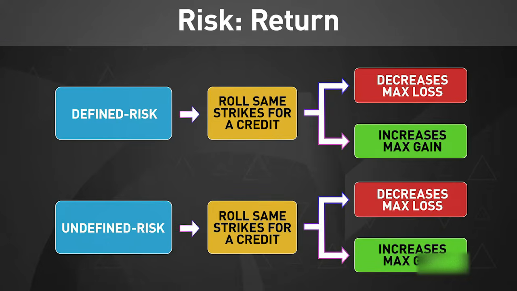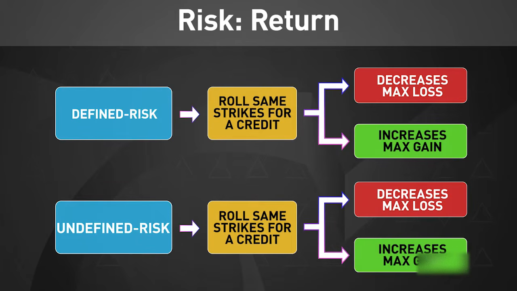Let's take a look. Remember that whether you roll a defined risk strategy or an undefined risk strategy, the objective is to reduce overall risk in the trade. This is easy to see with defined risk strategies where when you roll and you don't widen the strikes, any credit you collect goes towards decreasing your max loss and increasing your max profit. Thus, you're able to improve that risk-return dynamic in your favor.